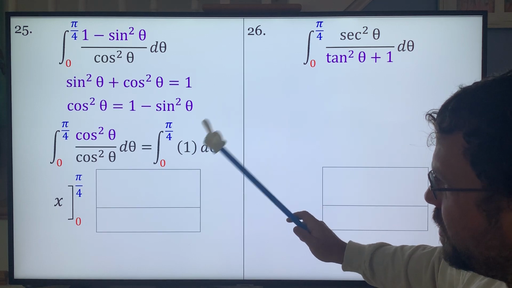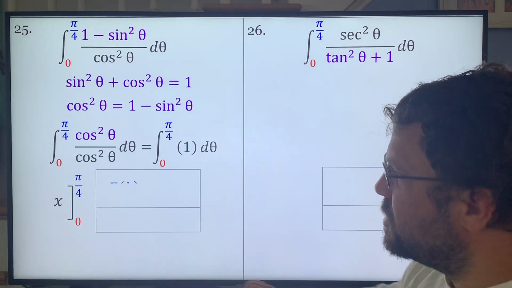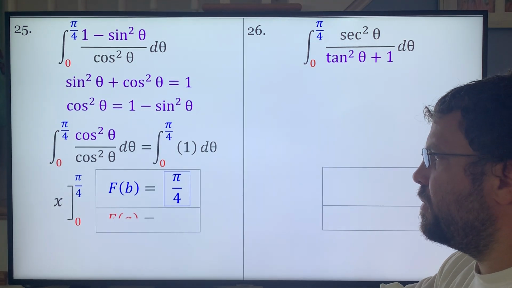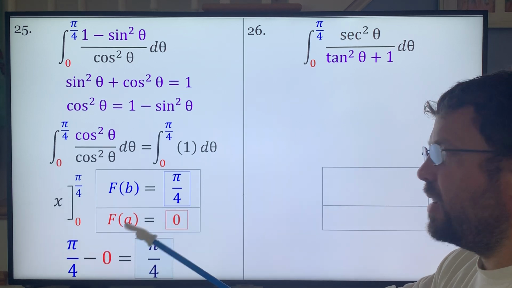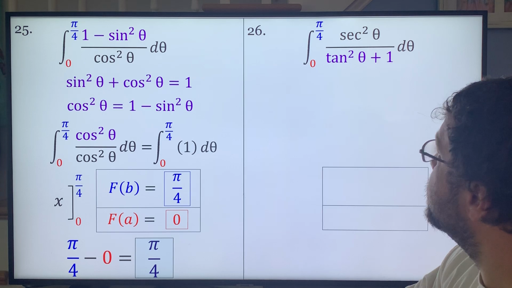Now, the integral of 1 is x. So pi over 4 minus 0 is pi over 4. And there's your answer. See how easy that was?